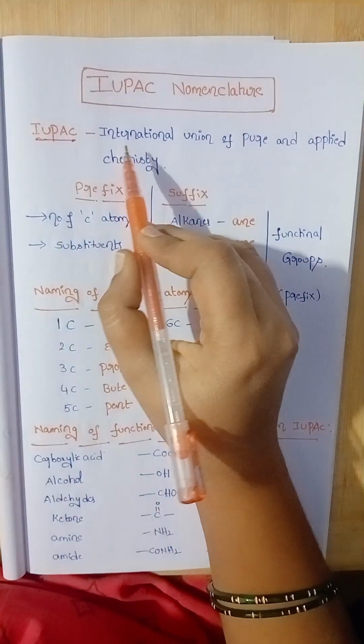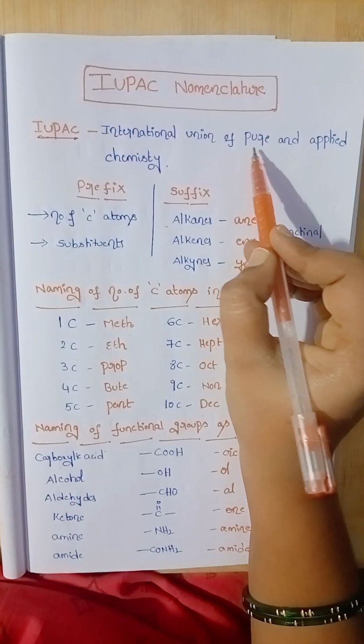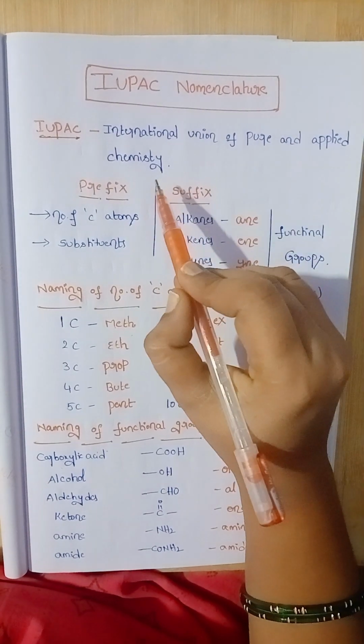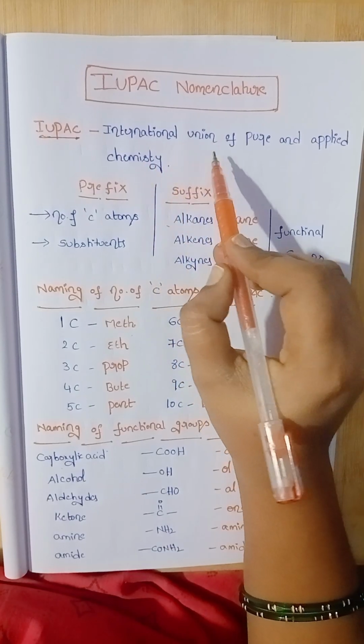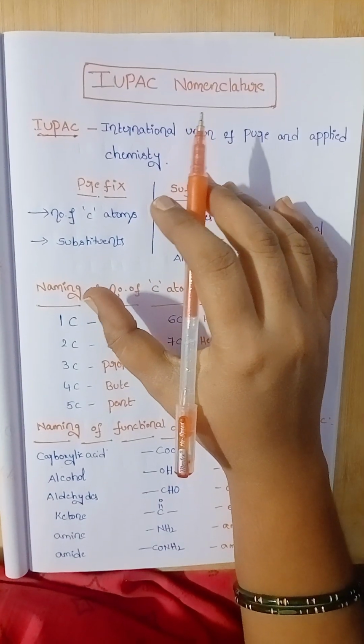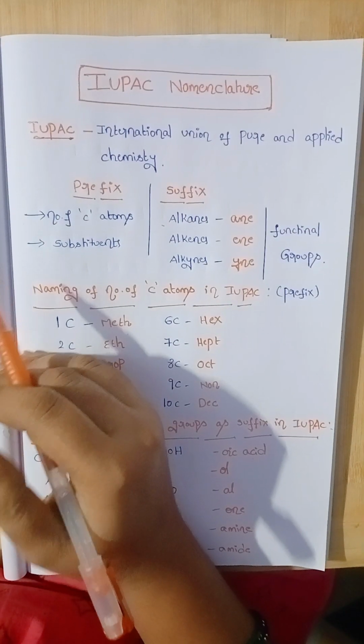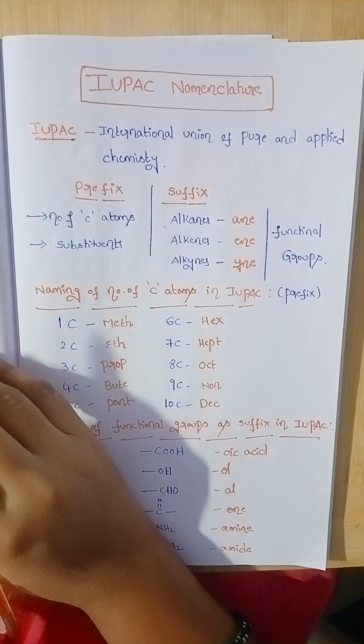So, IUPAC means I for International, U for Union, P for Pure, and A for Applied Chemistry. That is, International Union of Pure and Applied Chemistry is known as IUPAC. So, to attempt the IUPAC nomenclature for compounds, we must follow some rules.